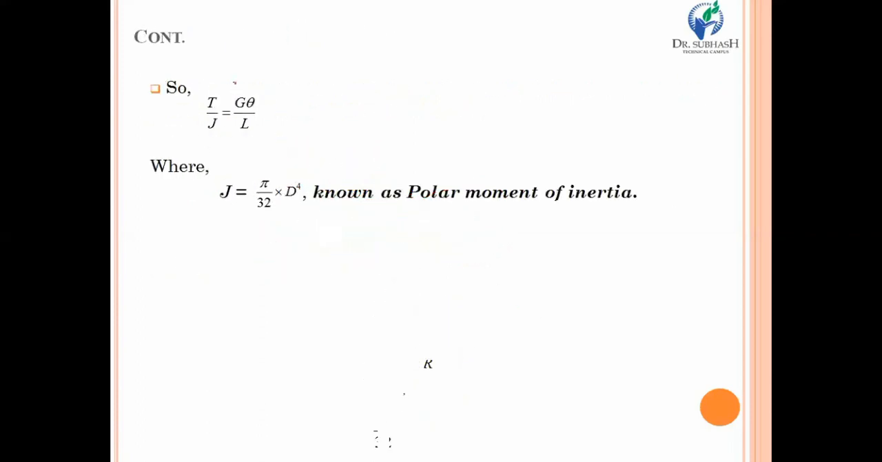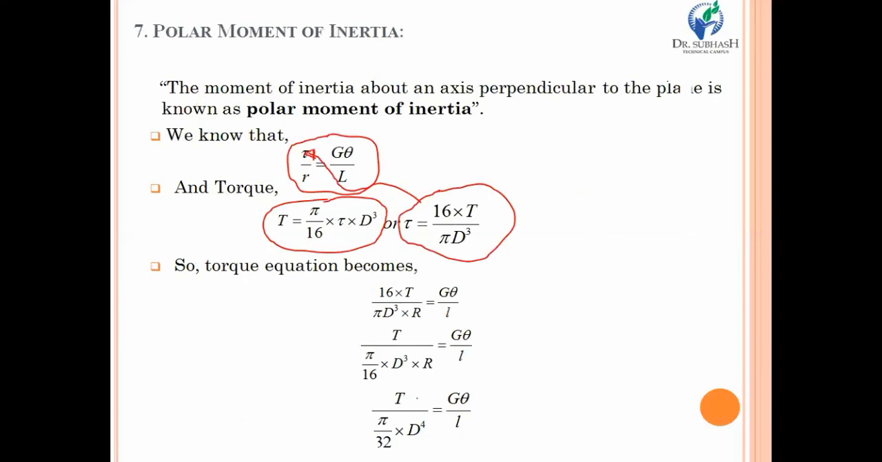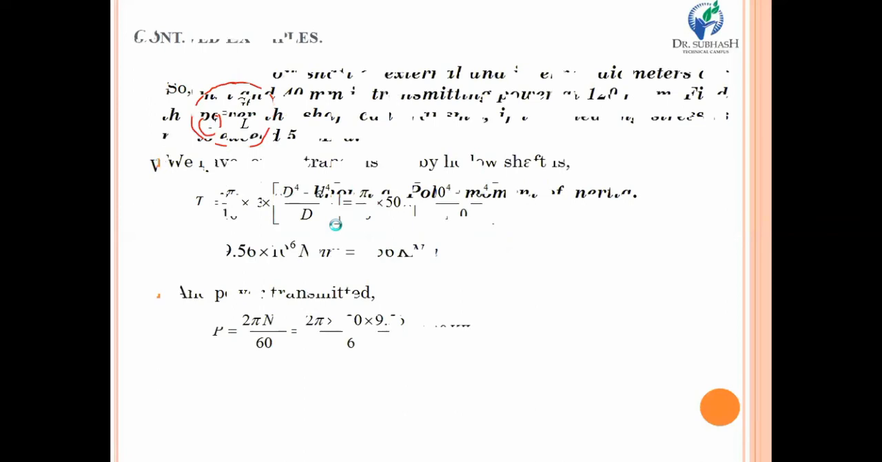So this is the equation T upon J is equal to g theta upon L, in which this term J is equal to the polar moment of inertia, as represented in the previous slide: T upon J is equal to g theta upon L. So over here pi by 32 into d raised to 4 is equal to J. So this is the polar moment of inertia.